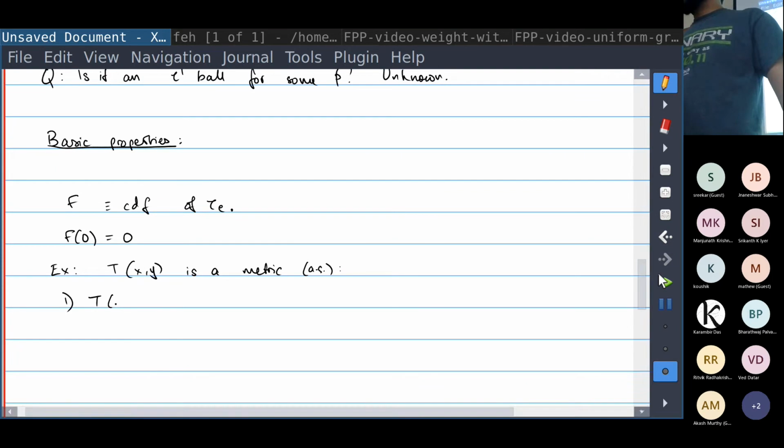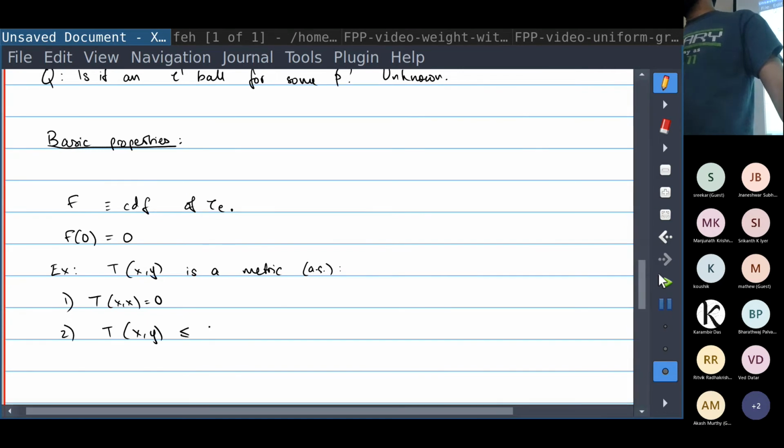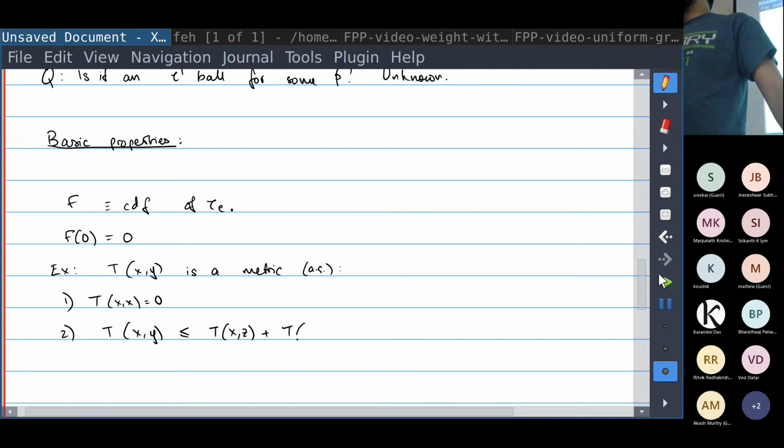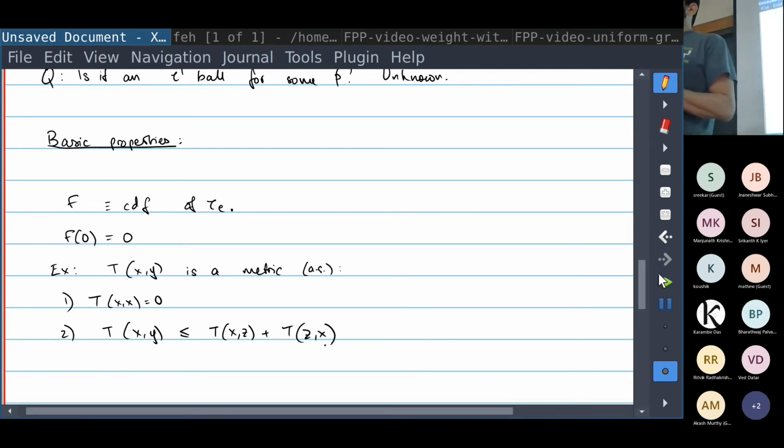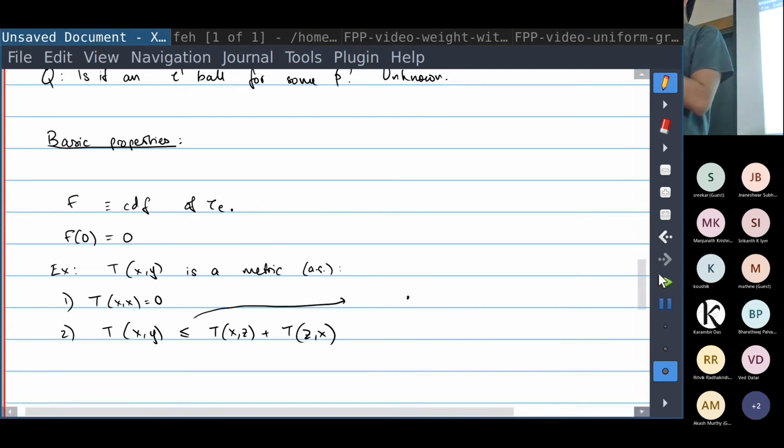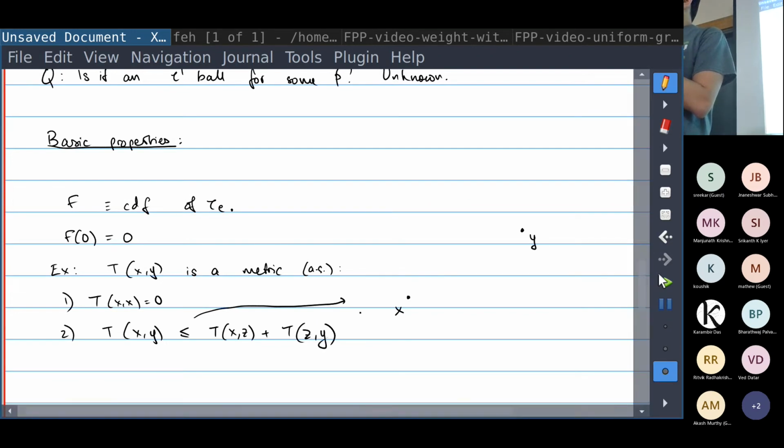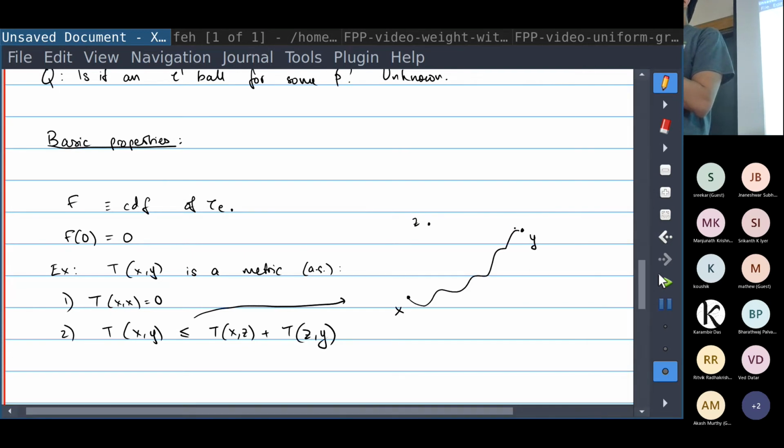T(x,x) equals 0, and you can write T(x,y) is smaller than or equal to T(x,z) plus T(z,y). This triangle inequality is quite easy to see. That's because I'm looking at the shortest time to go from x to y, and if I instead force it to go through this point z, then the time to go from x to z plus z to y will be larger than the time to go from x to y, because I'm forcing it to go through z.